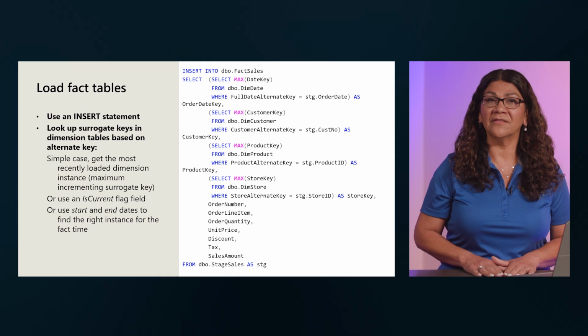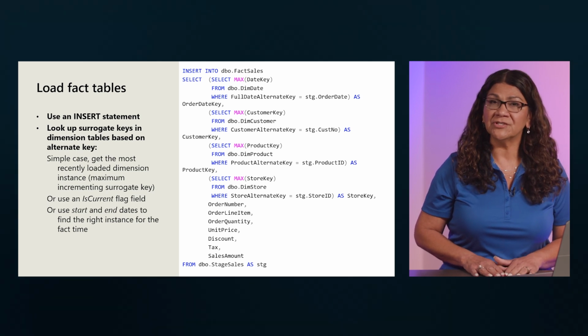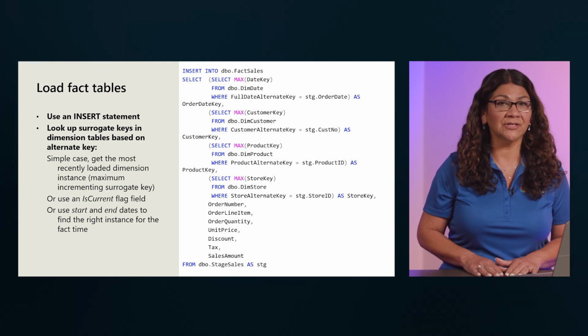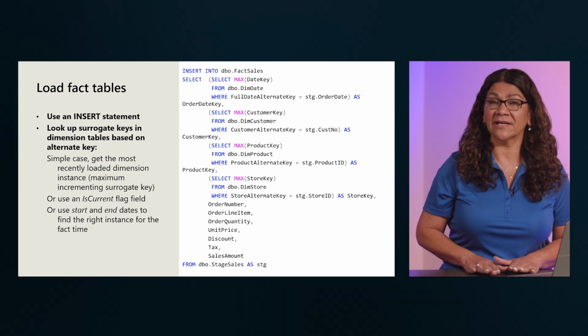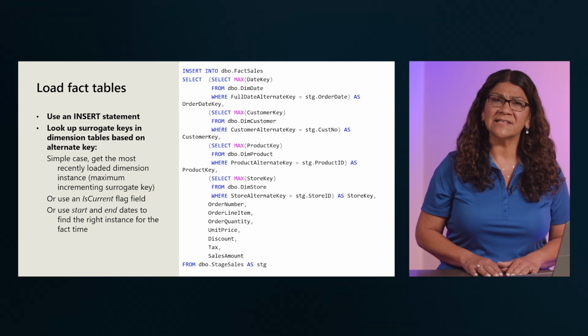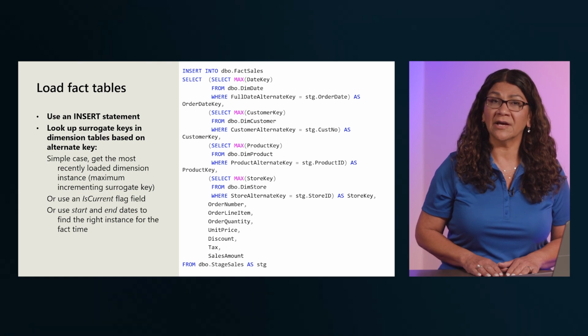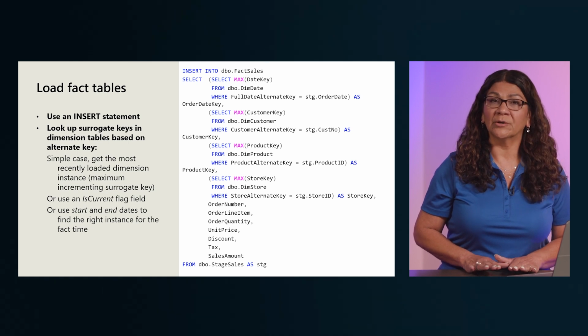In the code example on the slide, an assumption is being made that the fact records being loaded all relate to the latest version of all dimensions, and that each dimension table uses an incrementing surrogate key, so that the code looks up the highest surrogate key value for each alternate key. In some cases, the logic to find the right surrogate key may be more complex. For example, in this case, you might need to use the order date to find the appropriate DIM customer record for the customer's alternate key on the date the order was placed.